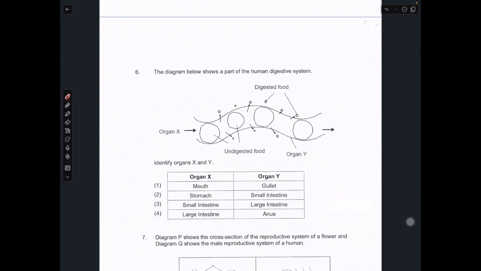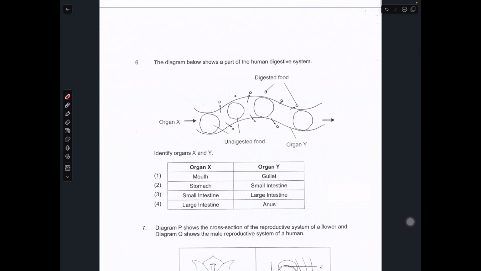So number 6, the diagram below shows the part of human digestive systems. Okay, so this whole tube-like structure will be your blood vessels. This is not your blood vessels. This is actually one of your intestines. Why is it intestine? Because there is an arrow going out. It shows there is some form of absorption.